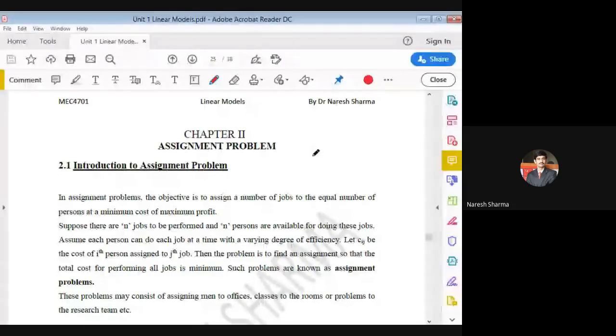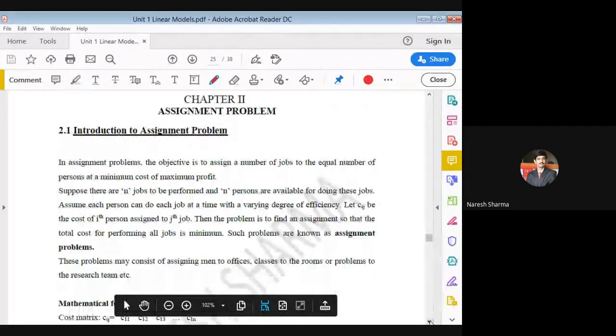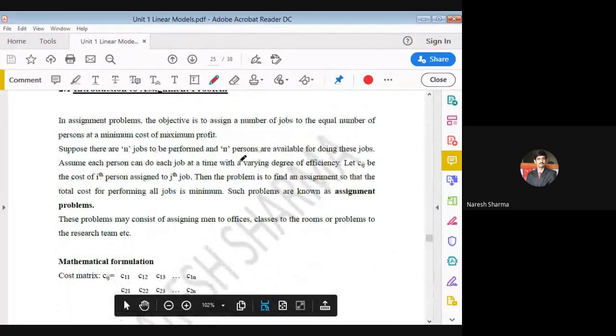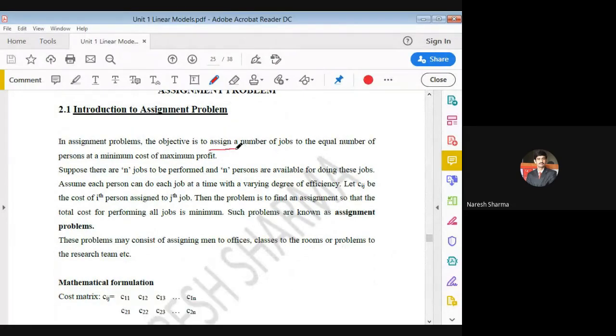So your next topic is the assignment problem. In the assignment problem, the objective is to assign a number of jobs to an equal number of persons at a minimum cost or maximum profit.